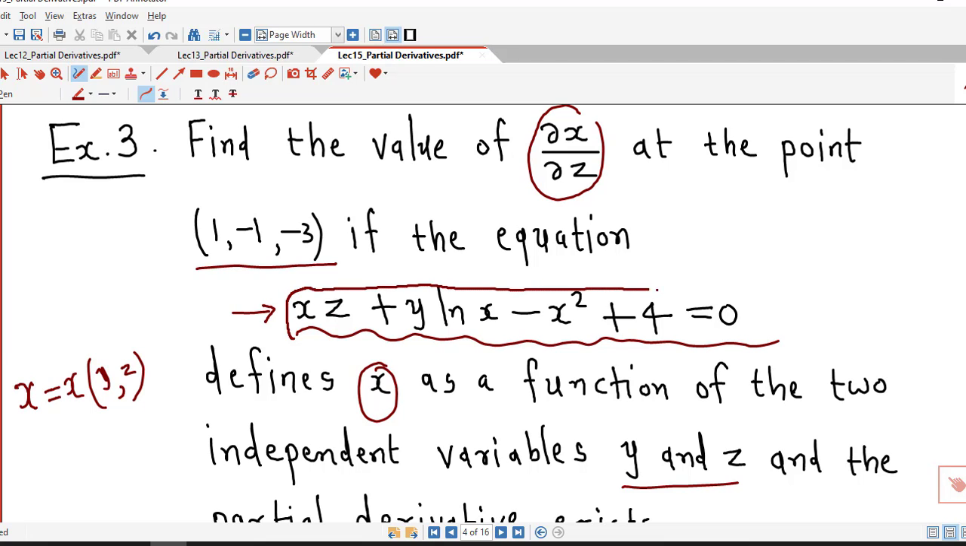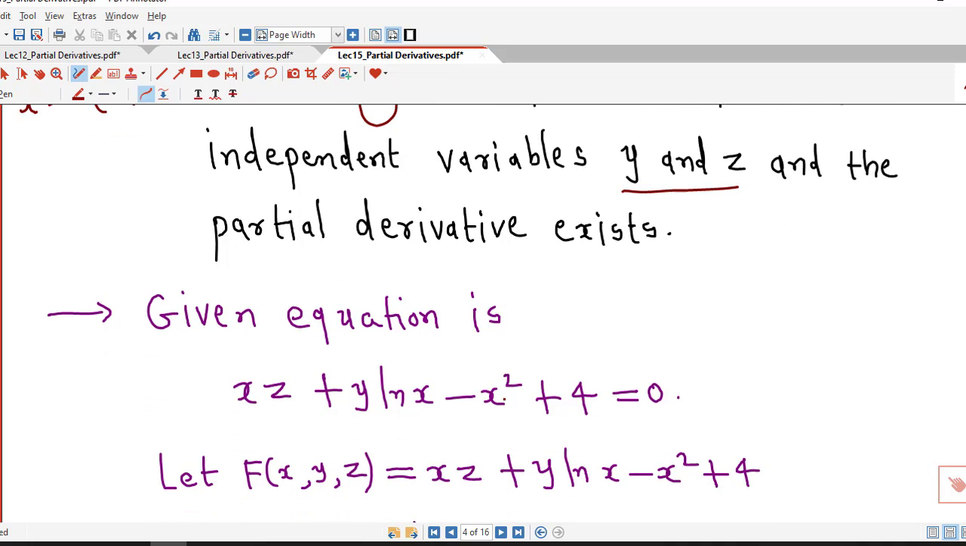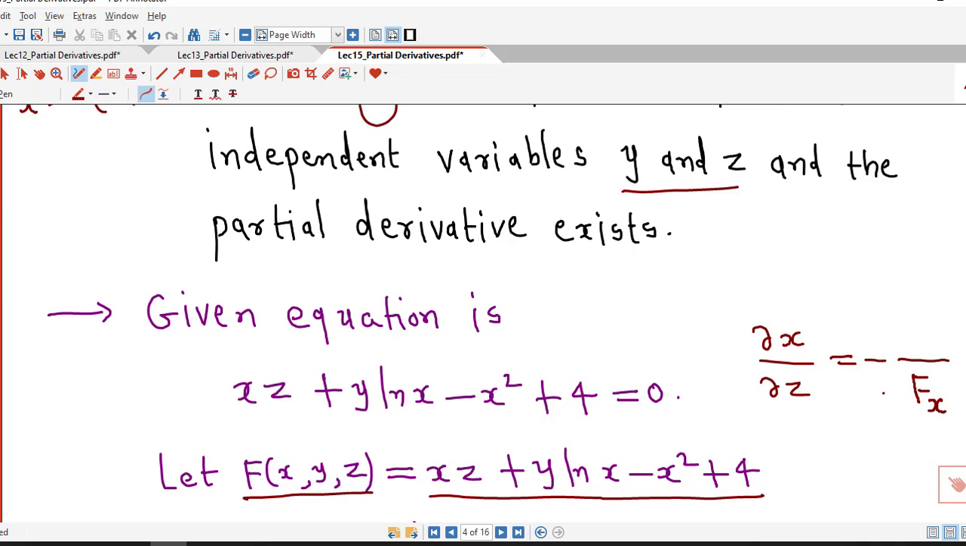So first we assume that left hand side is capital F of x y z. So suppose capital F of x y z is x into z plus y log x minus x square plus 4, and we are interested in the partial derivative of x with respect to z. So because we are interested in the derivative of x, we divide by del f by del x, and because we are interested in the derivative with respect to z, here we write fz.